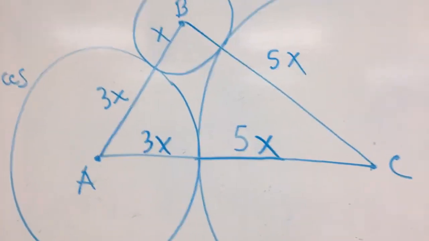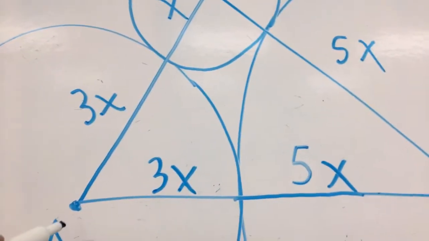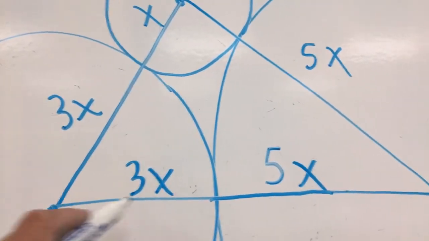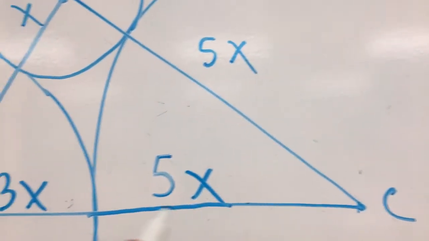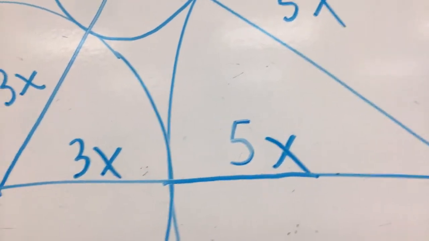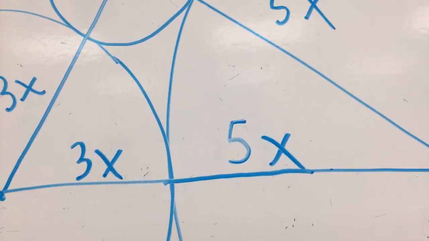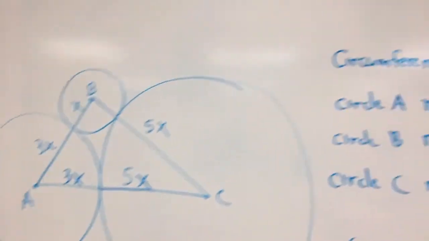I said, if the radius of this circle is 3x, and this is another radius, well, this also has to be 3x. If this radius is 5x, then this radius must be 5x. So the entire length of AC is 8x. I just need to solve this thing for x. That's all I have to do. All right? So how do you do that?